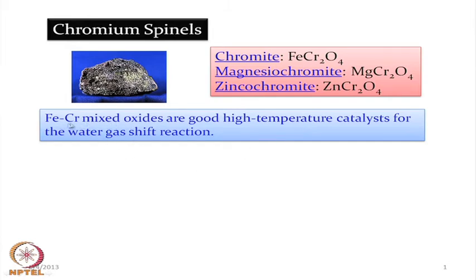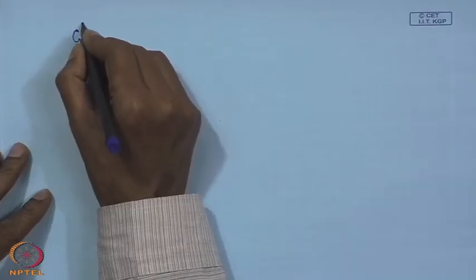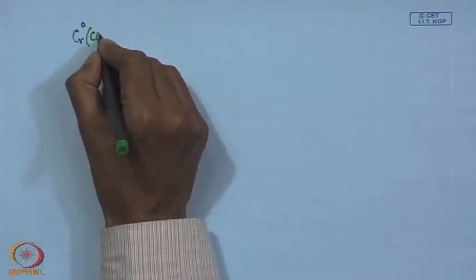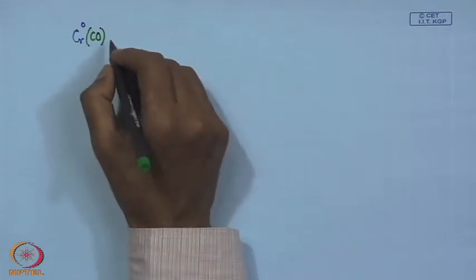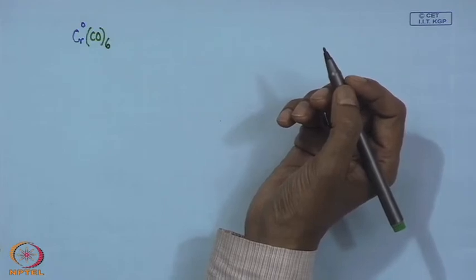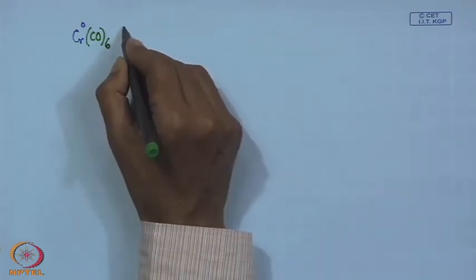So, when carbon monoxide comes, it can quickly interact with the chromium center, because we all know that chromium in its native form, that means in its elemental state, in the zero oxidation state, can react with several such carbon monoxide molecules, and when it reacts in the zero oxidation state, it gives chromium hexacarbonyl.